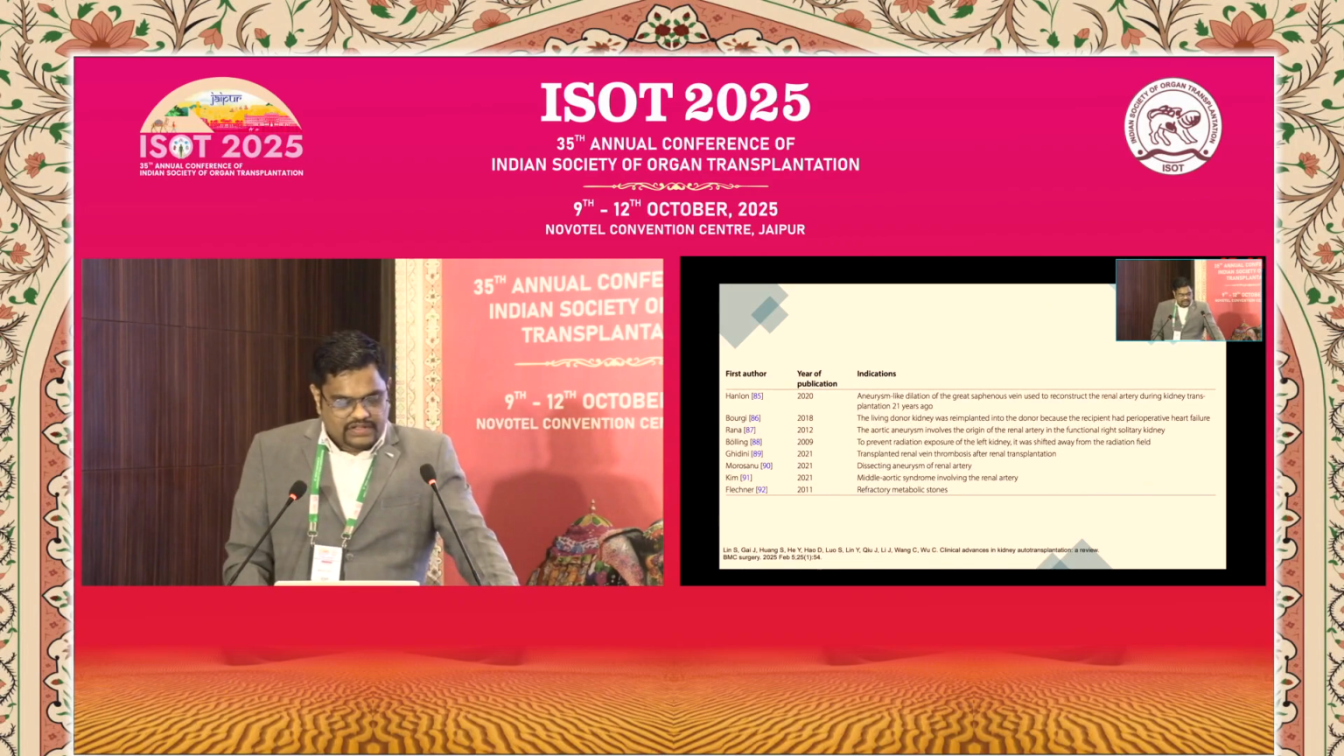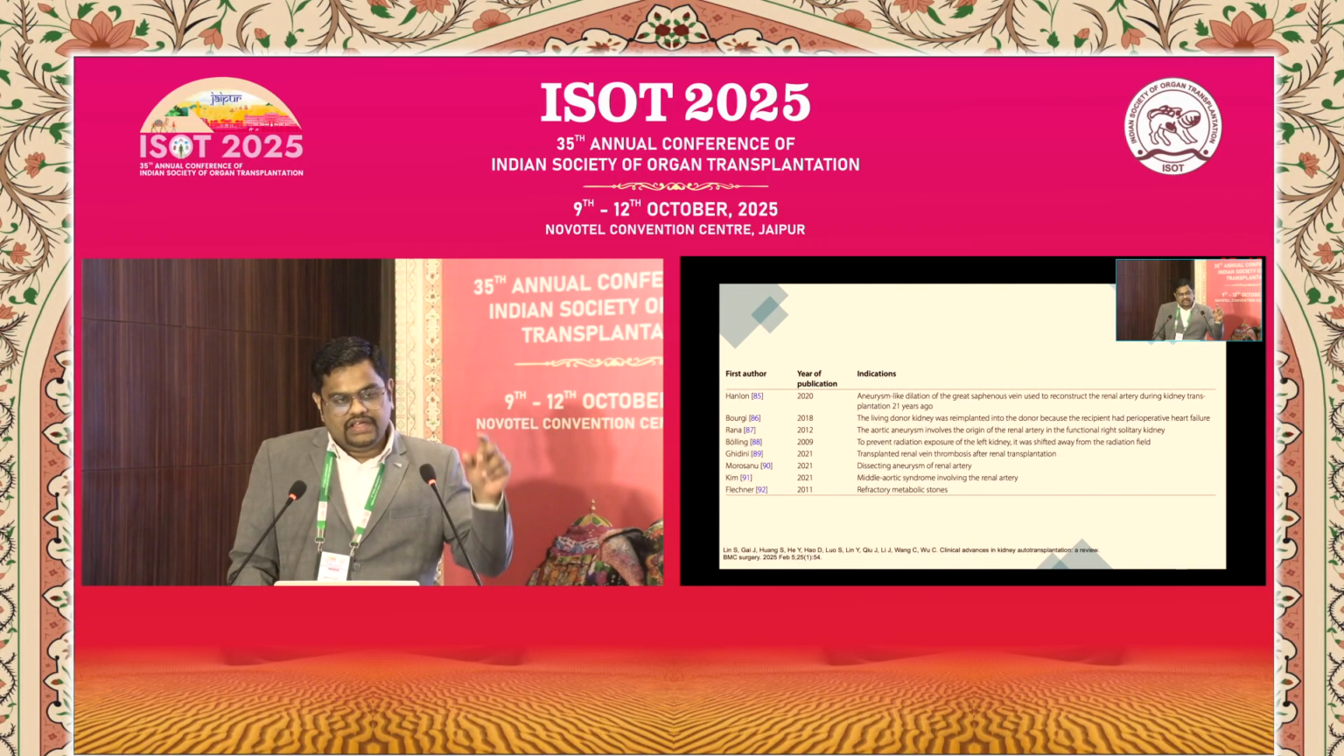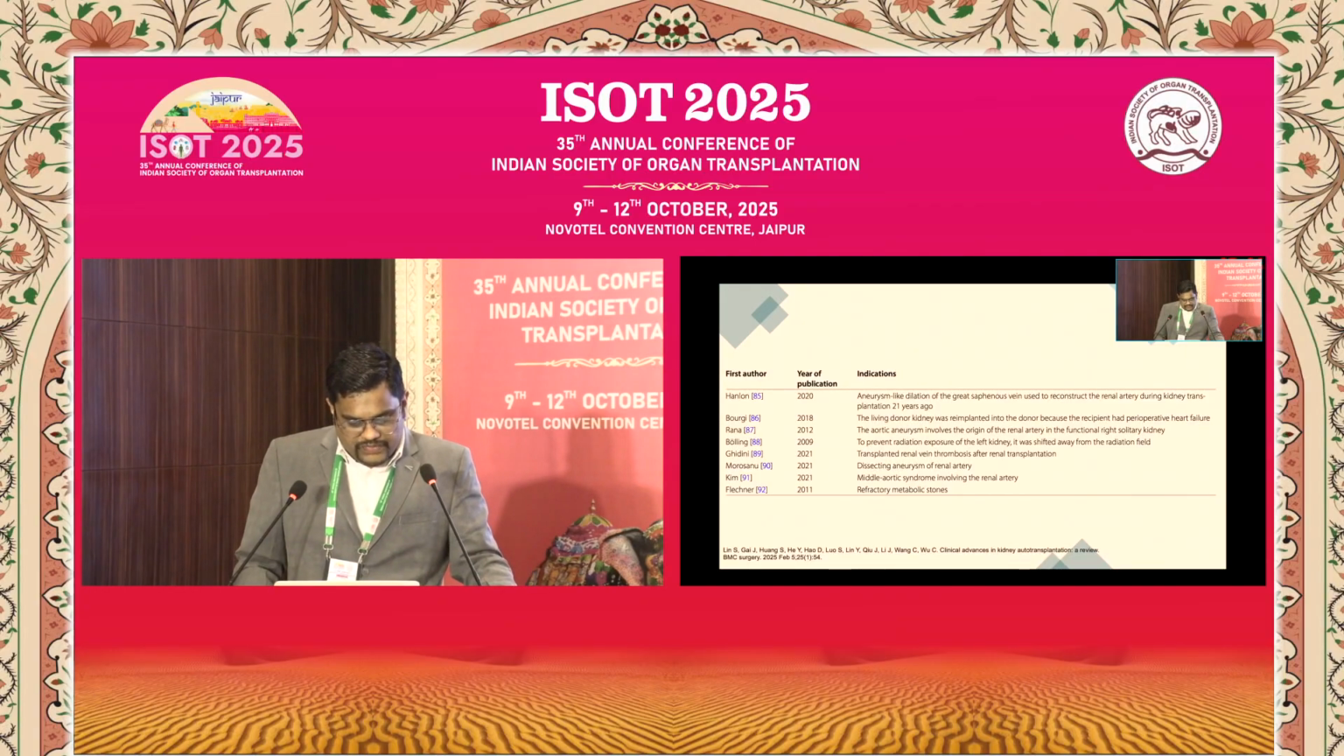Then another case: an aortic aneurysm involving the origin of the renal artery in a functional right solitary kidney. So you have a solitary kidney, and there is a big aneurysm sitting just at the ostium. How do you treat it? You just excise it and do an auto transplant.